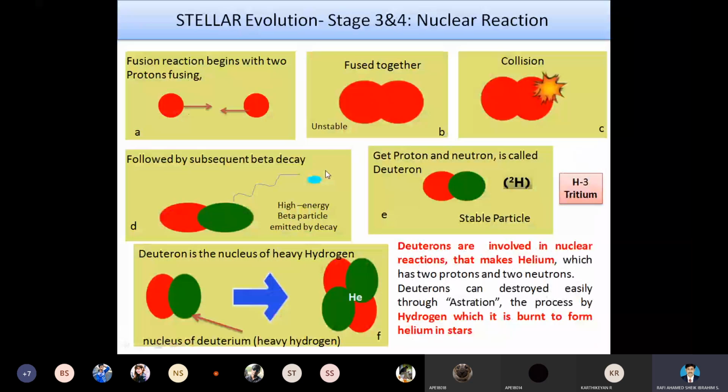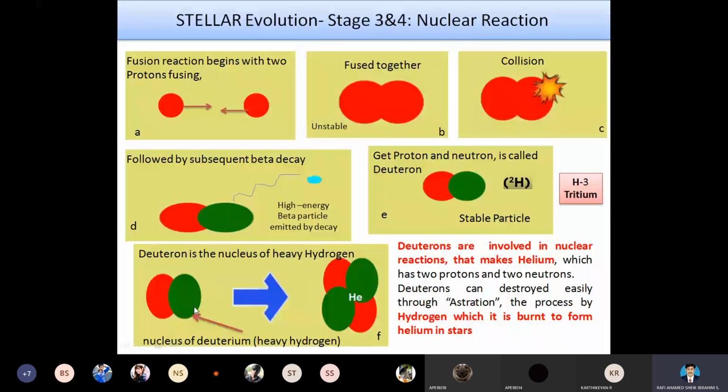The fusion reaction begins with the two protons that we can see here. These two protons are unstable protons. These unstable protons are fused together. When these two unstable protons are fused together, as a result of the collision, we can see a sharp wave generation. The sharp wave generation is nothing but the release of a high energy beta particle. The high energy beta particle is nothing but the emission of an electron or positron. So these two protons have in turn been converted into deuterons. A deuteron is nothing but a combination of a proton and a neutron. This is called heavy hydrogen.